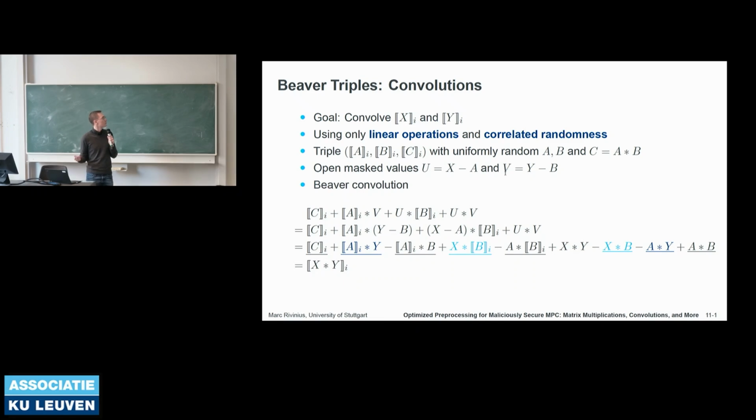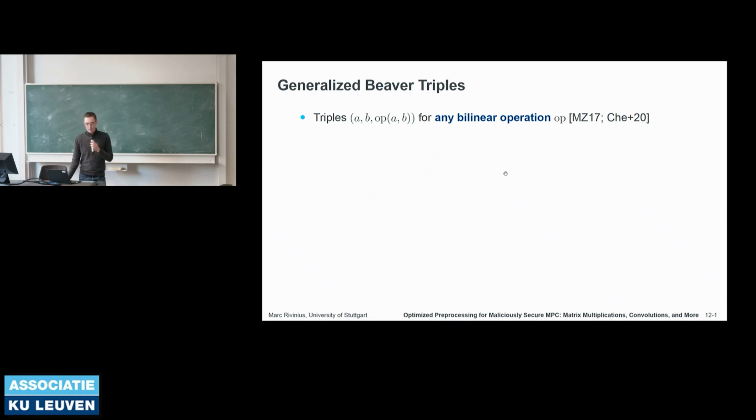Just now your goal is to have the matrix multiplication or convolution, and the task is what you have to now do efficiently is the preprocessing, so generate this convolution triple or matrix product triple in an offline phase, so you can use it later to do this in the online phase. It works for any bilinear operation.